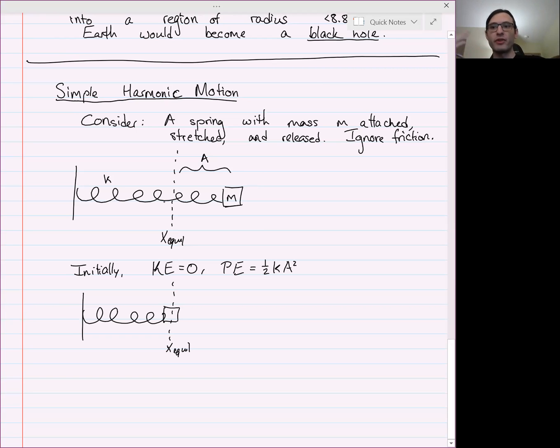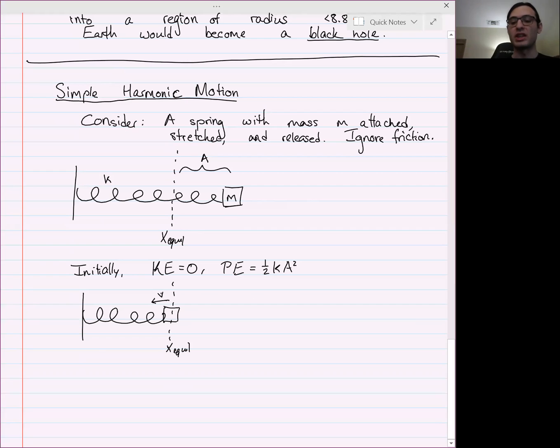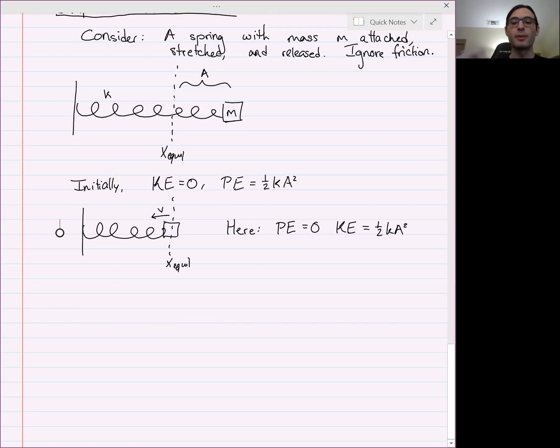So it keeps going. It has some velocity once it's at the middle, and it just keeps going. I'm going to put a little v here to indicate that the mass is still moving. Here, the potential energy is 0 because the displacement from equilibrium is 0. And energy is conserved, so the kinetic energy is still 1/2 k A squared. You could use that to solve for the speed of the object, because kinetic energy should also be 1/2 m v squared, so you can solve for v in terms of A. And it keeps going because there's no force to stop it in the middle.